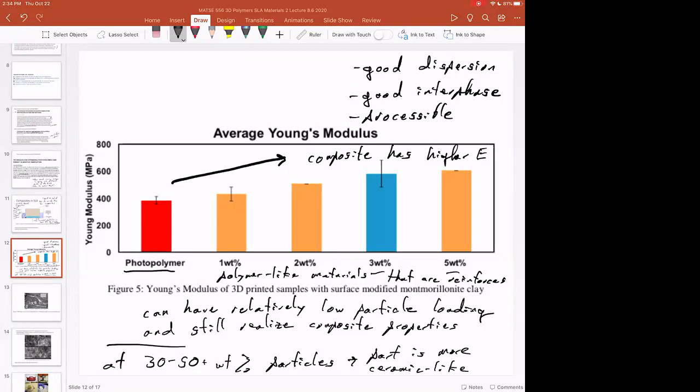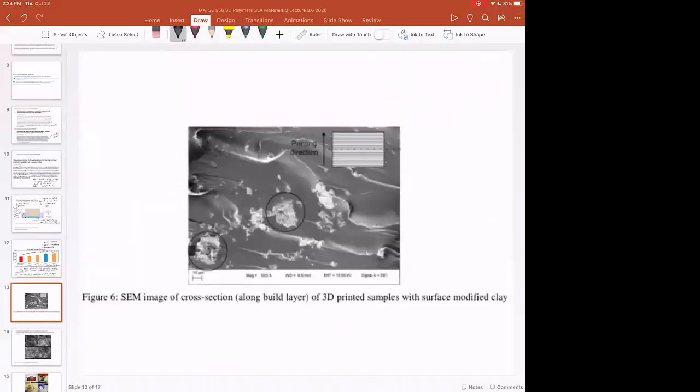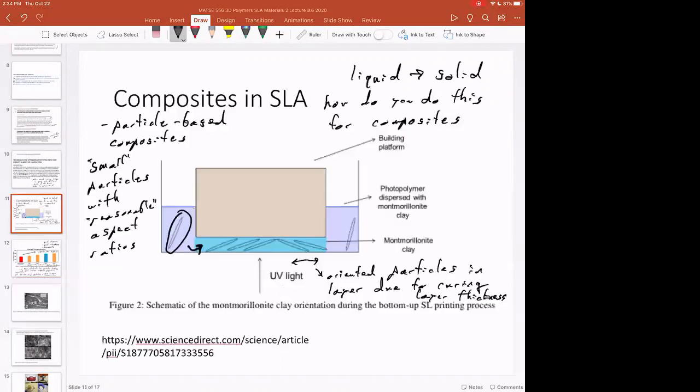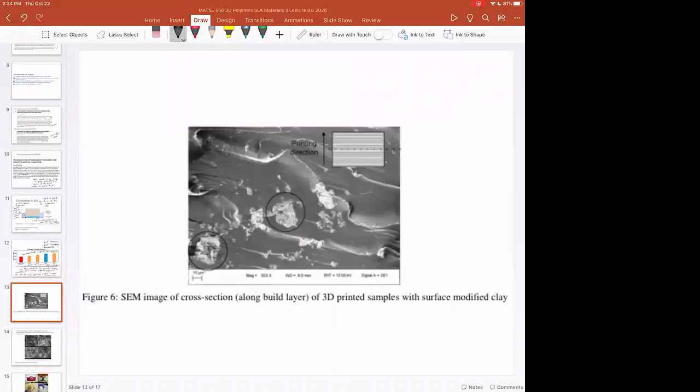Okay, we just have a few slides to go. What's interesting about particles in SLA is now you could have layer effects where the particles are confined within layers, or they might serve as a reinforcement across layers.